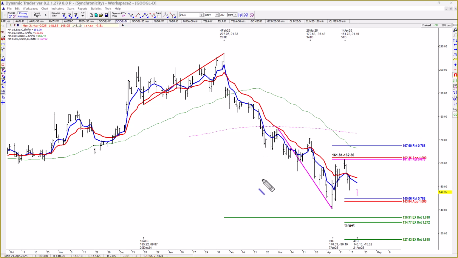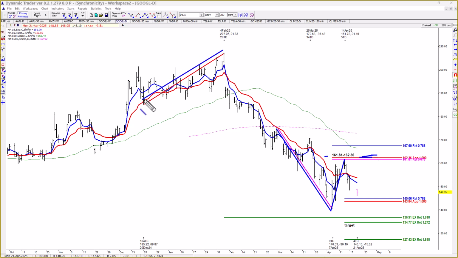So in Google, I did put out an alert in the service that we had a royal sell setup here at this 161.81 to 162.36 area. Now it came just from two price relationships. One of them was from this high to low, there was a 618 retracement at 161.81. There was also a symmetry projection by taking this low to this high.